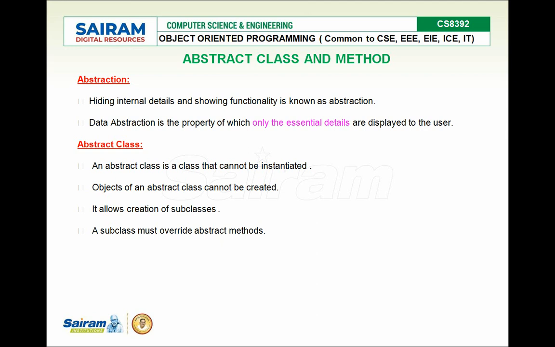An abstract class is a class which cannot be instantiated, which means you cannot create an object for the abstract class. But it allows you to create a subclass from the abstract class.